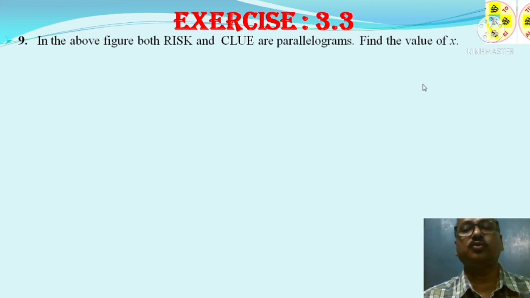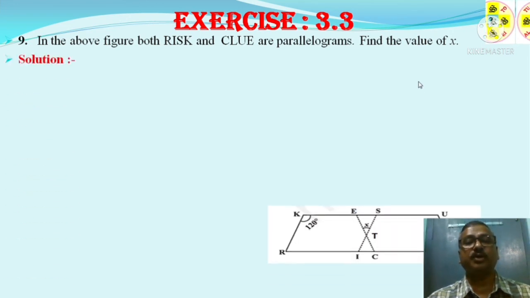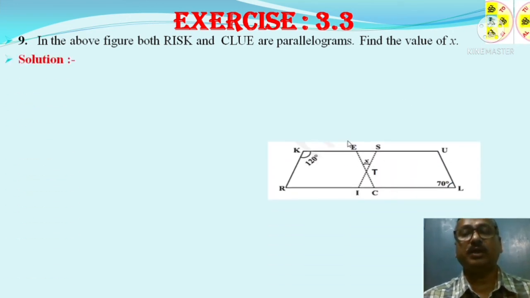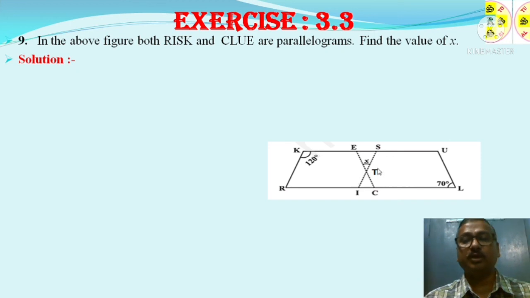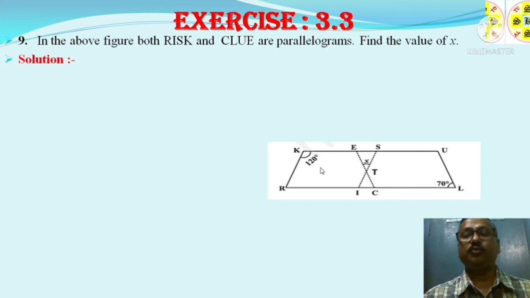RIKS and CLUE are two parallelograms. Now here see, this is the figure. They are combined figures that intersect somewhere. The sides intersect at T. So now only one unknown we have to find. In a parallelogram, if one angle is given, we can find all the remaining angles. How? Opposite angles are equal. If K is 120 degree, I is also 120 degree.